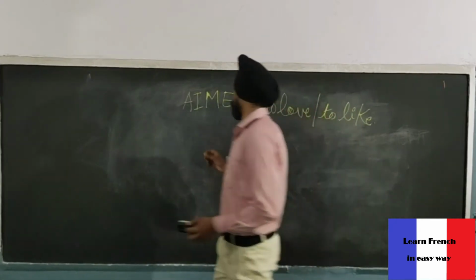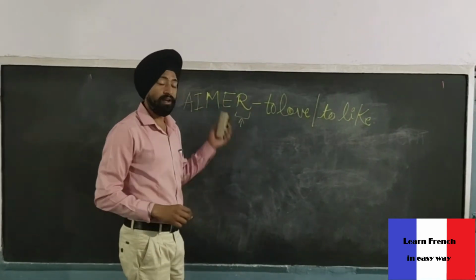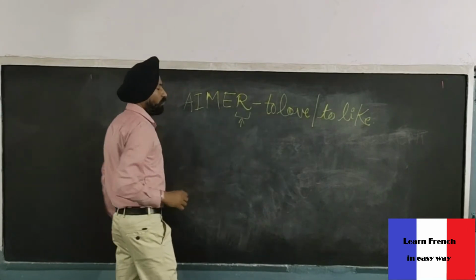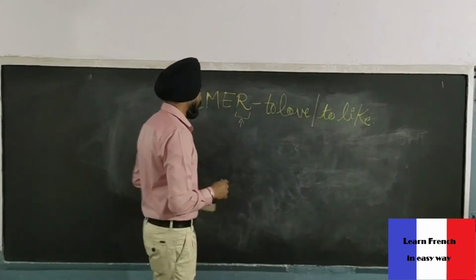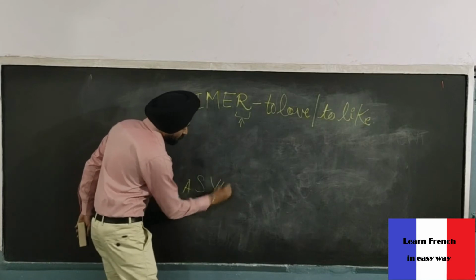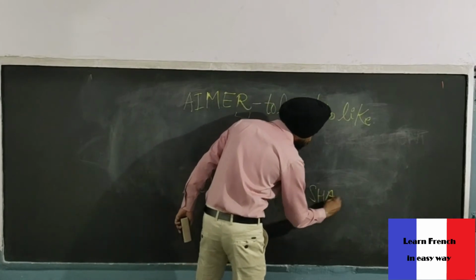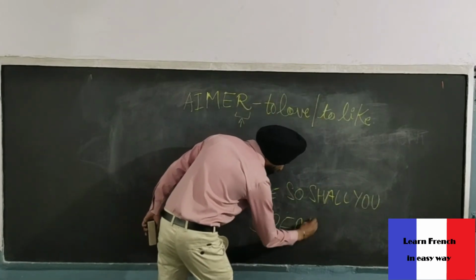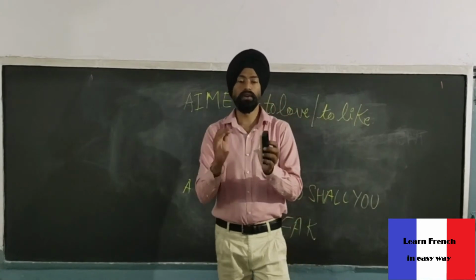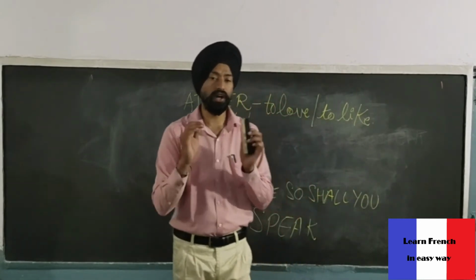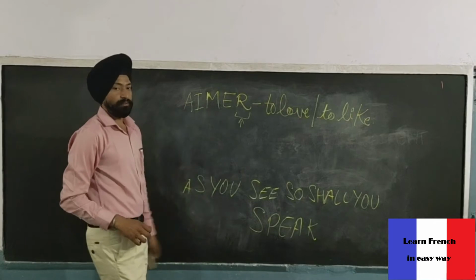Coming on to its pronunciation, as you will see, R is at the end and there is no R sound in pronouncing aimer. So I have used a short funda to understand and learn its pronunciation. That funda is, as you see, "so shall you speak." What this funda means is that I'll be giving you a set of words or a few alphabets whose sound you have to recognize and learn, and try to remember this word's pronunciation.